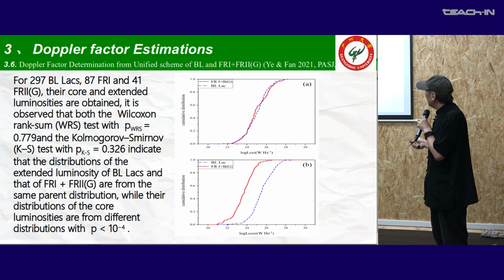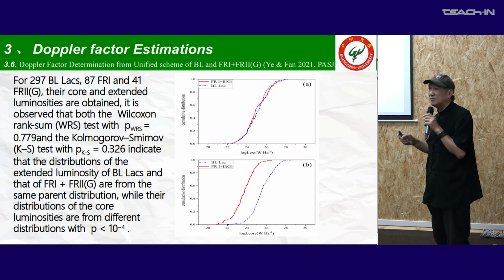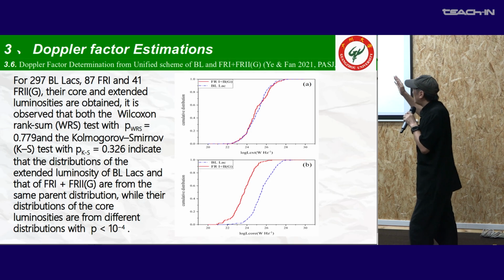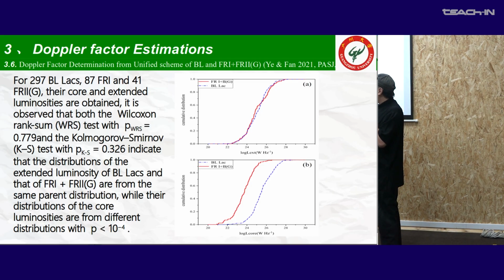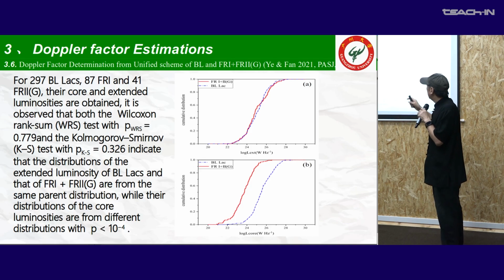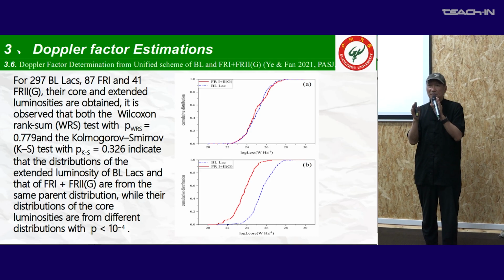But their core emission, the core luminosity, is quite different. This is the FR1, FR2 galaxy, and this is for BL Lac objects. And we think the difference is from the beaming effect, the beaming boosting. So we think if FR1, FR2 galaxies and BL Lac objects are unified, then the intrinsic should be the same. So we can use this. For FR galaxies, we can get the correlation between the external emission and the core emission. Then we can use this as the intrinsic relation for BL Lac objects.